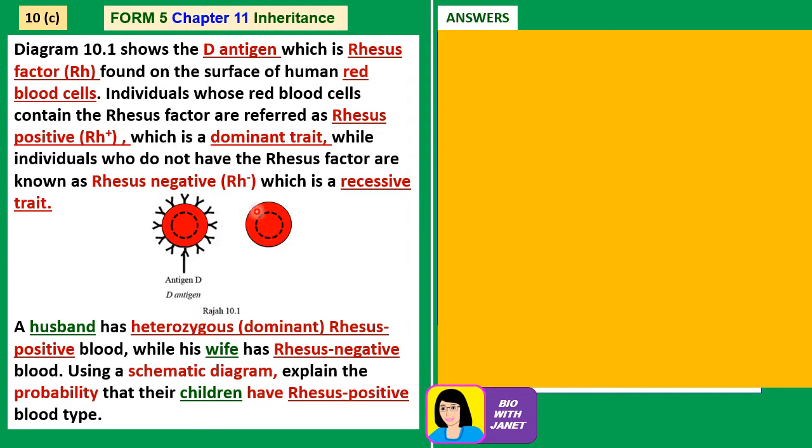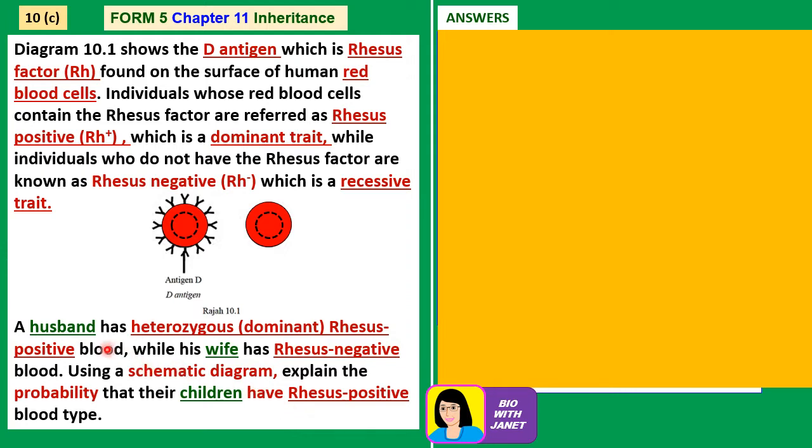For example, humans or individuals with blood that do not have the rhesus factor or antigen D, like this one, the person is known as rhesus negative. Now, a husband has heterozygous dominant rhesus positive blood, while his wife has rhesus negative blood. Using a schematic diagram, explain the probability that their children have rhesus positive blood type.